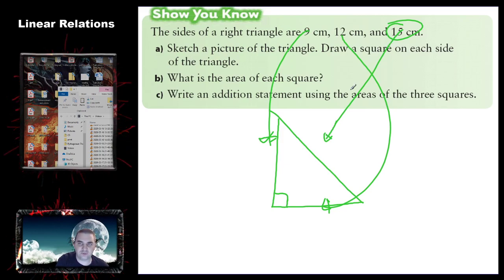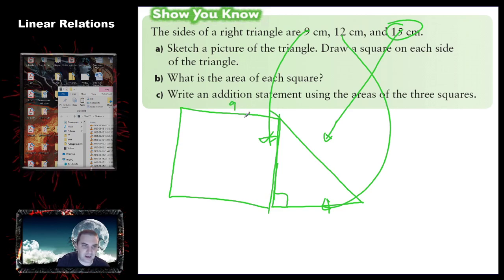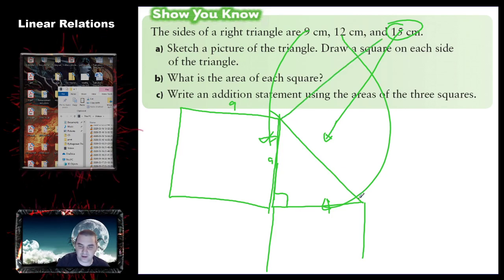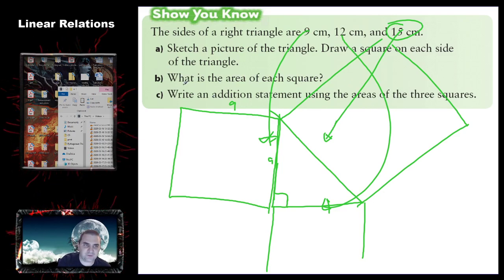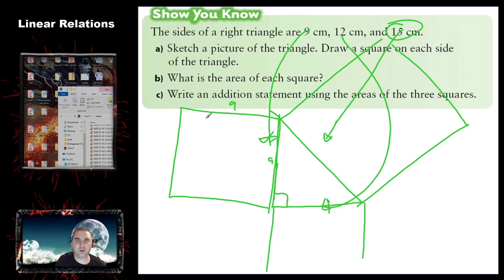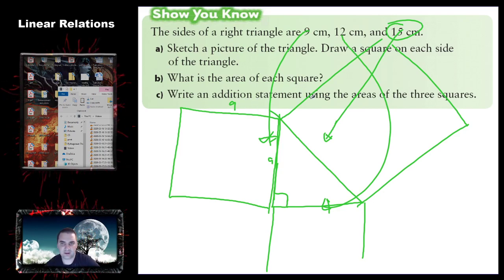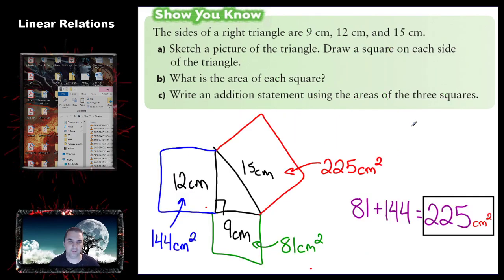So you sketch a picture and you draw a square on each side. So if I square this side, which I said was 9, then it would stretch out like this, and it would be a 9 by 9 square. This one would be a 12 by 12 square, and this one would be a 15 by 15 square. Hopefully your picture is quite a lot less messy than mine. After that, you're going to find the area of each square. So what is 9 squared, what is 12 squared, and what is 15 squared? Then you write an addition statement that uses the areas of the squares, just like we did before. Remember, the sum of the two smaller squares makes the big square.